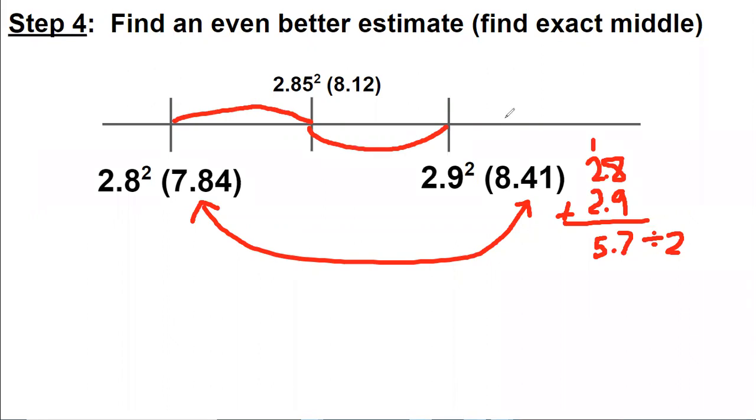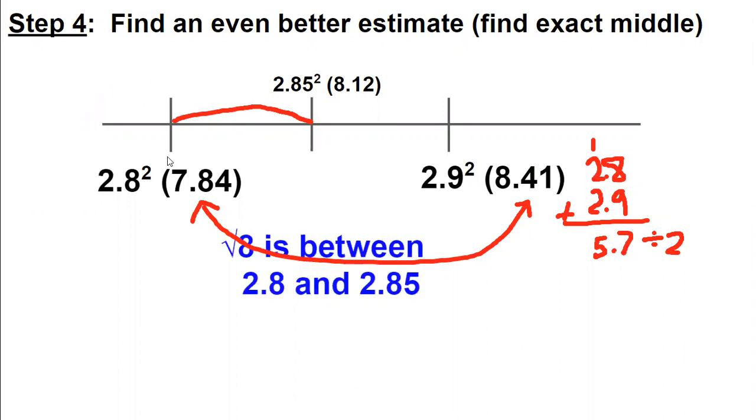Exactly. It's between 2.8 and 2.85. So our square root of 8 now is going to fall between 2.8 and 2.85. So it's going to be somewhere in there. So let's put it maybe right here. So now we have to figure out what number we can use that's close to 2.8 and 2.85, but is between those two. So let me clear my drawings.